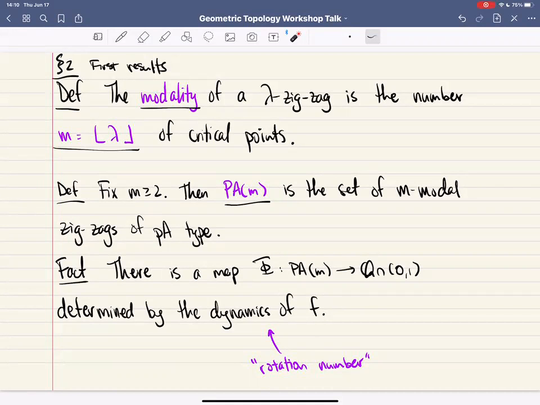And in fact, if F is of pseudo-Anosov type, then Phi of F is the rotation number of the corresponding pseudo-Anosov at infinity. Okay, but it's important to note that you can compute Phi of F entirely on the interval side. You don't need to know anything about the actual pseudo-Anosov that it spits out.